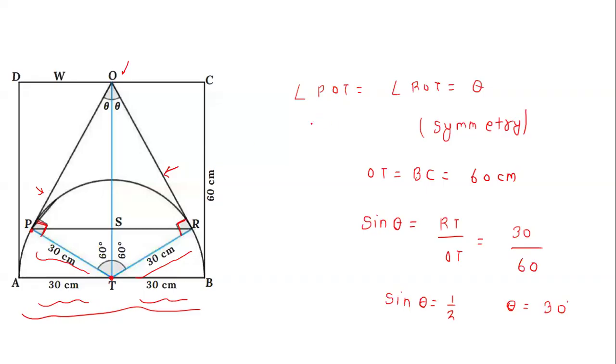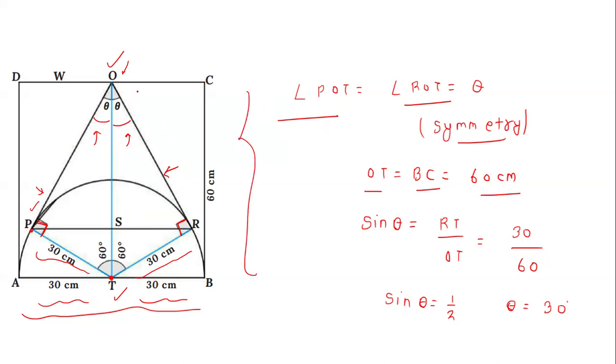Now assume this angle POT and this angle ROT. So this angle is theta and this angle is also theta, because both parts are symmetric. And in the problem, we can see that OT is equal to BC, which is 60 centimeters. So BC we know is 60, and OT is also this perpendicular distance, so this is also 60.